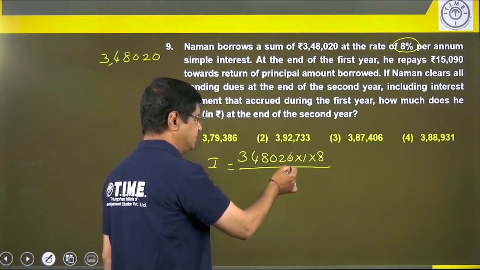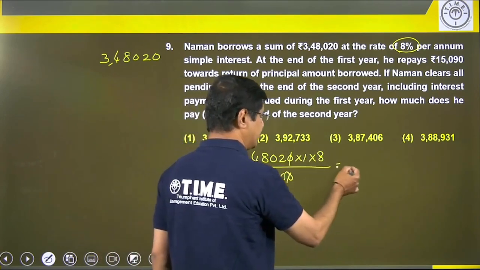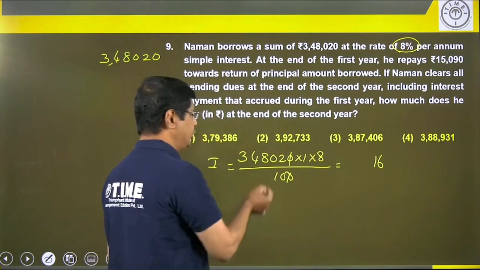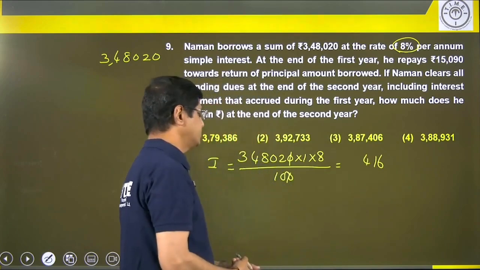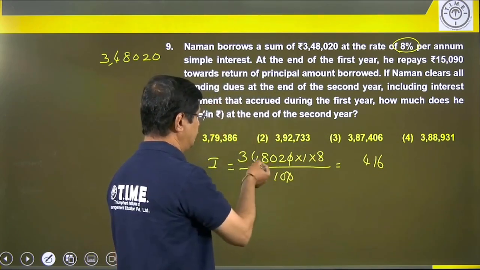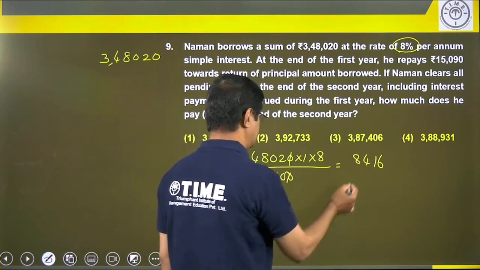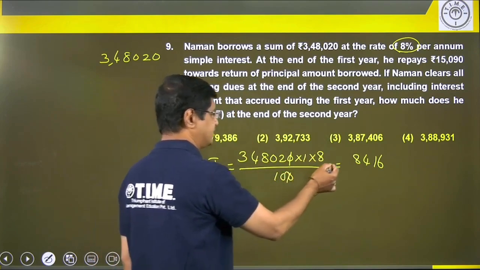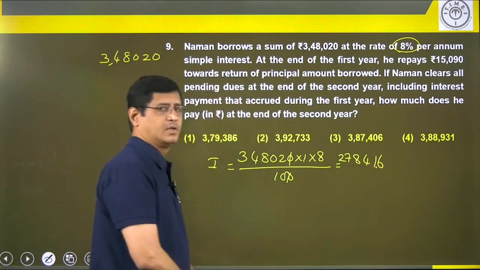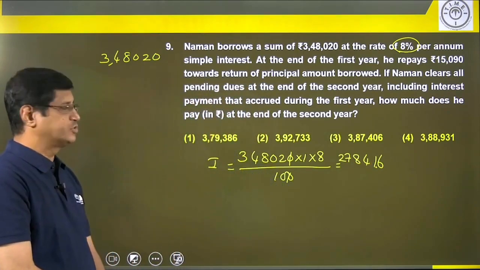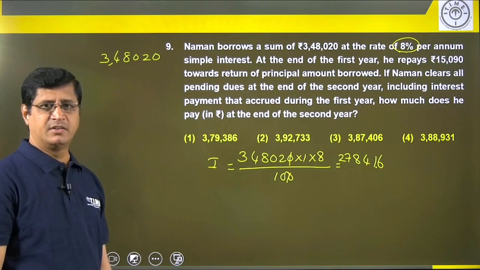Now 0 and 0 get cancelled. Multiply 8 times of the number. Now 8 into 2, that is 16. 8 into 8, 64. 64 means I am taking 4, 6 carry forward. Now 8 into 4, 32. 32 plus 6, 38. Now 3 carry forward. 24 plus 3, 27. By 10 means decimal. What is the interest here? 27,841.6. That is the interest at the end of the first year.